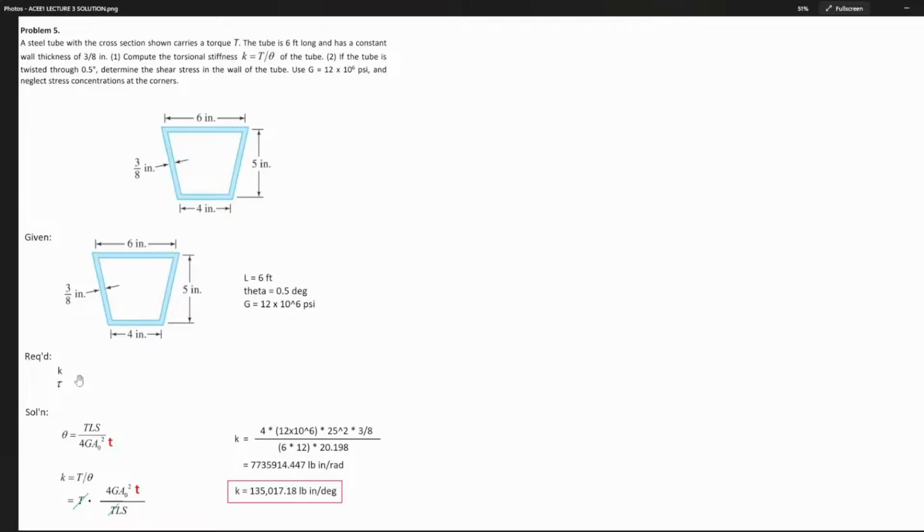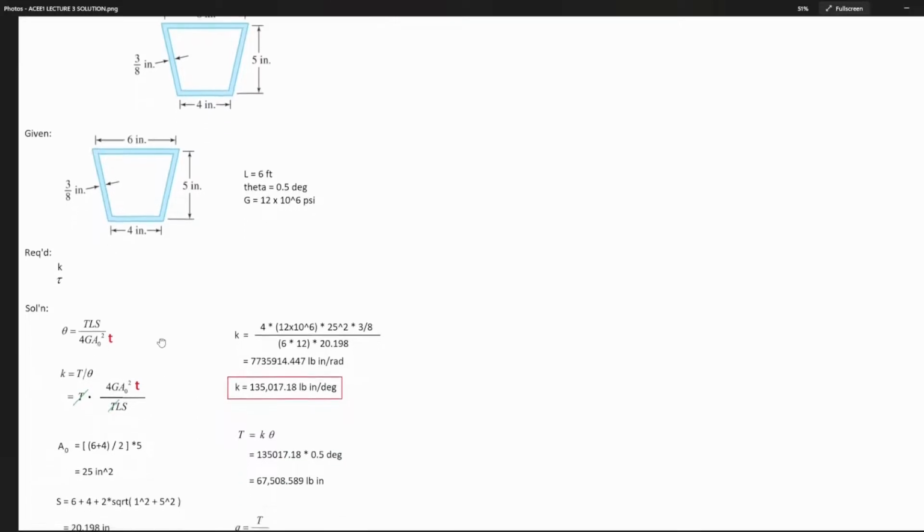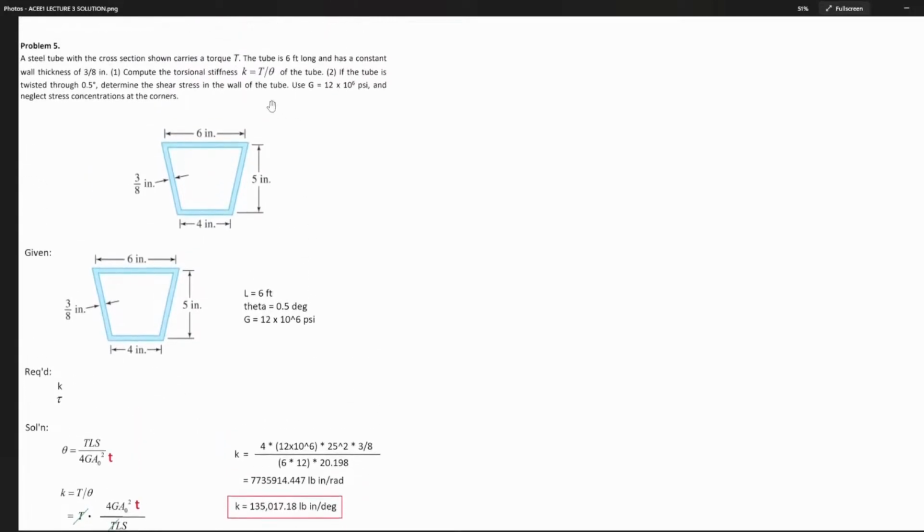Okay, so how are we going to solve? First, let us write the equation for theta. Our theta, for a thin-walled tube, is TLS over 4G A0 squared t. There is a t there, guys. There should be a t. It's missing in the lecture, but there should be a t. Okay? So, K is equal to torque over theta.